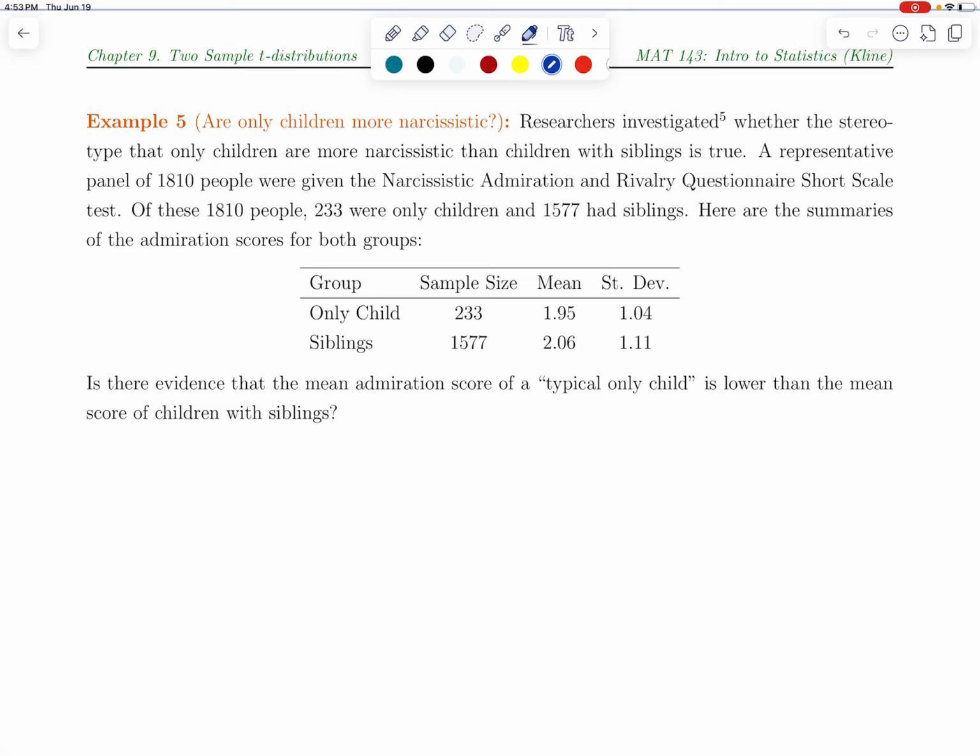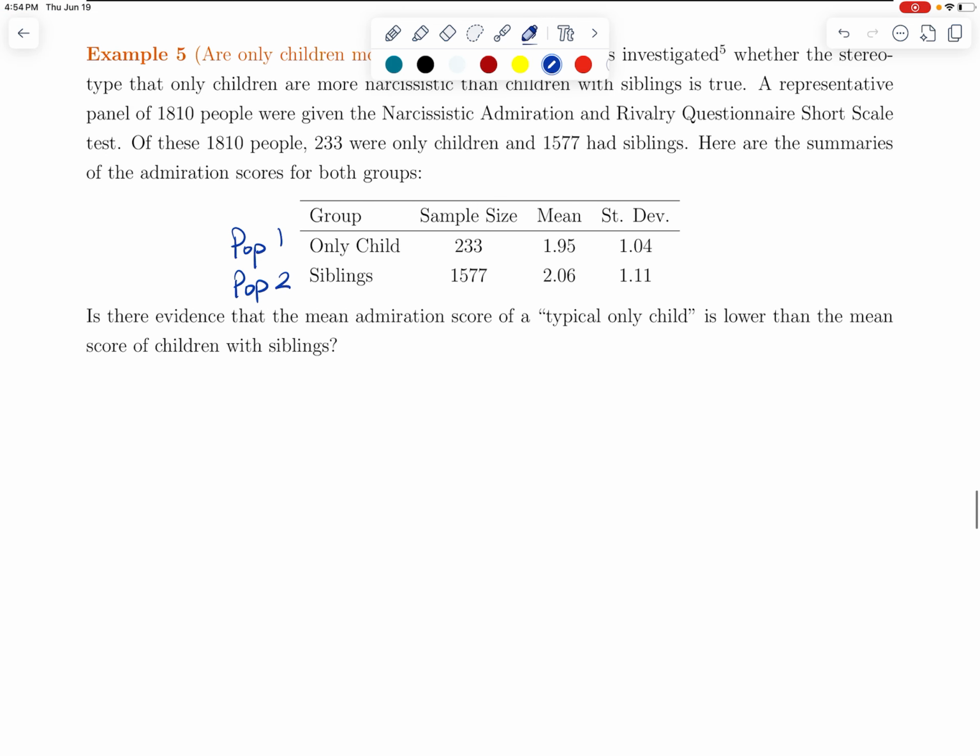So for this problem, I'm going to label only children as population 1 and then children with siblings as population 2. It really doesn't matter which one you label which, you just have to stay consistent. I'm going to think now about my hypothesis.